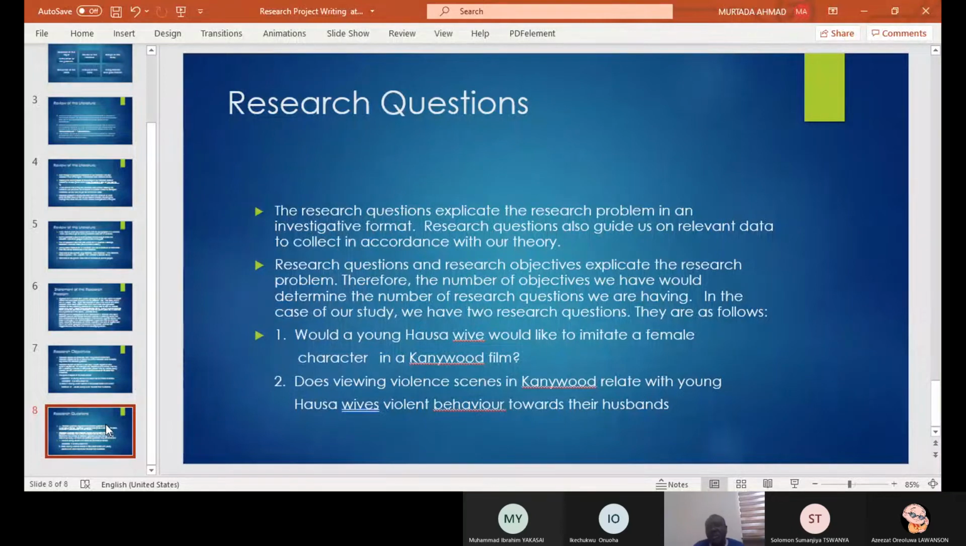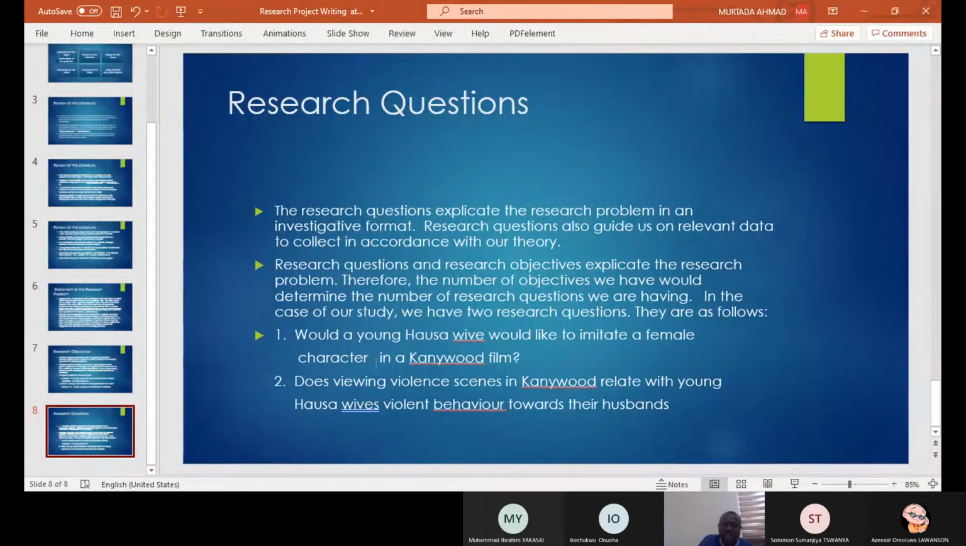Therefore, the number of objectives we have will determine the number of research questions we are having. If you have 3 objectives, then the research questions will be 3. If there are 4 objectives, then your questions should also be 4. So in the case of our study, we have 2 research questions as follows.